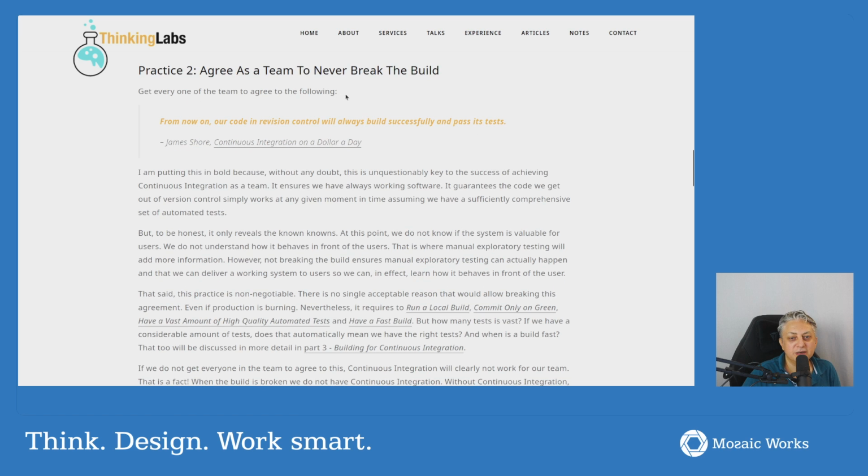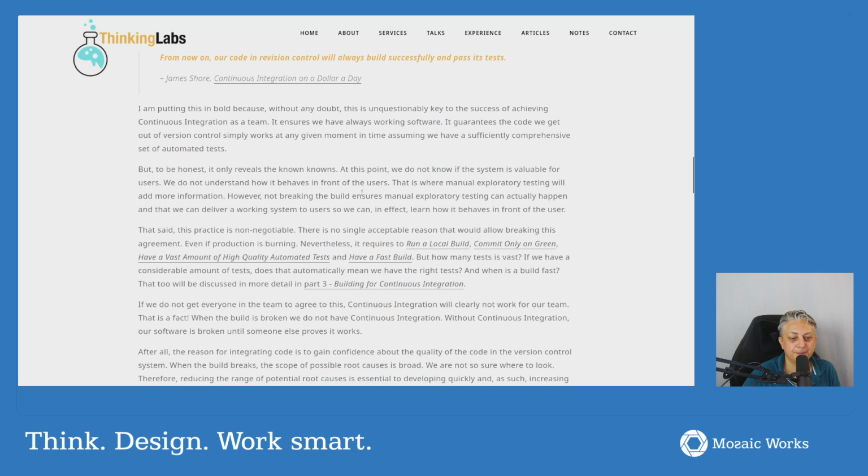Practice 2. Agree as a team to never break the build. Get everyone on the team to agree to the following. From now on, our code in revision control will always build successfully and pass its tests. James Shore, continuous integration on $1 a day. And by the way, it's worth reading James Shore's blog posts on continuous integration because he has some very good ideas about what it is and how to use it.